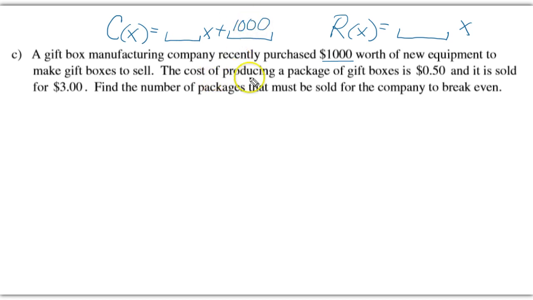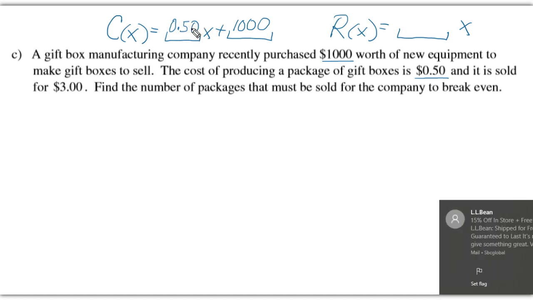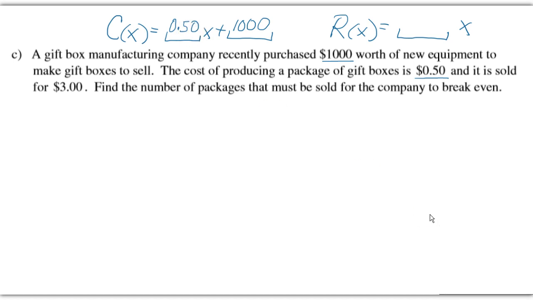Now the cost of producing a package of gift boxes is 50 cents. So here we're going to put 50 cents. So this is what it costs to make each item, and these were the fixed cost. Now what we have to find is the selling price, which will give us our revenue. And we see that here as $3. Again, they're looking for the break-even point.